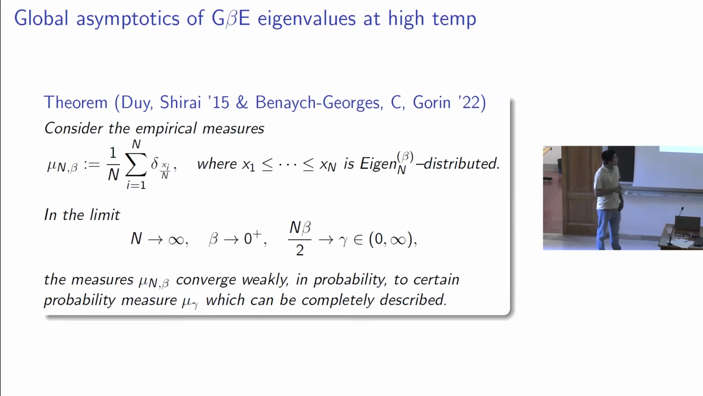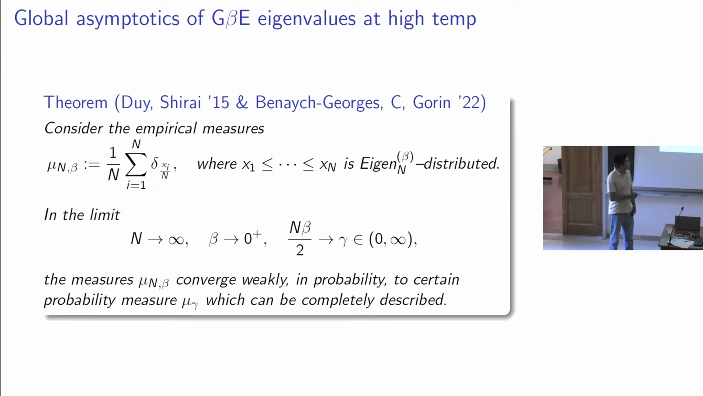So the theorem tells me that these empirical measures converge weakly in probability, in the same way that I had before, to a certain probability measure, which is mu gamma. So it depends only on gamma. This mu gamma can be completely described, but for now, this is the theorem, just that there exists some limit shape, essentially.